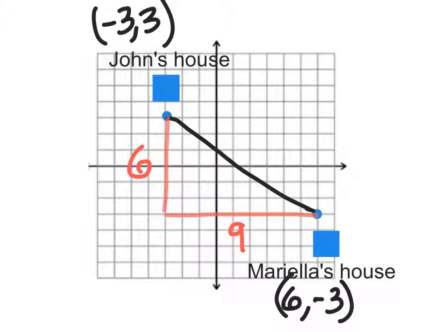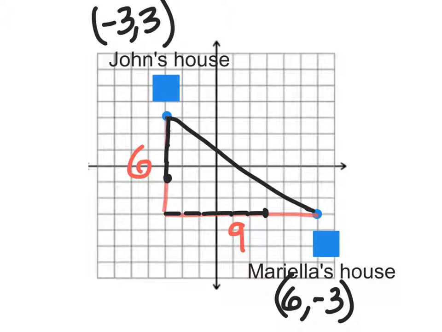To find the 2/3 point, what we want to do is figure out what's 2/3 of 6 and what's 2/3 of 9. So the distance that John is actually going to walk is going to be 2/3 of the vertical distance. That's 1, 2, 3, 4. And 2/3 of the horizontal distance. That's 1, 2, 3, 4, 5, 6.